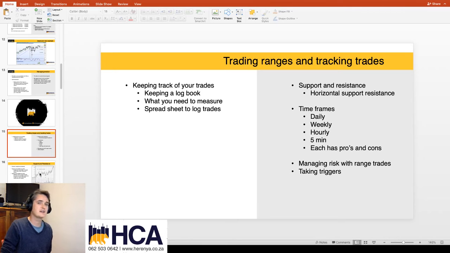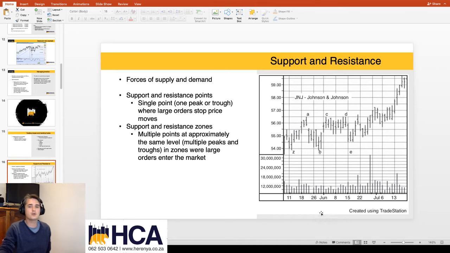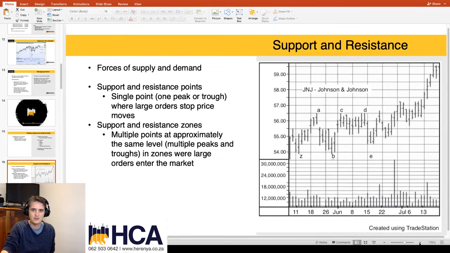But all right, let's get straight into it. So support and resistance. I'm going to zoom in a little bit on this. What is support and resistance? Support and resistance are two prices or levels at which prices reverse, right?